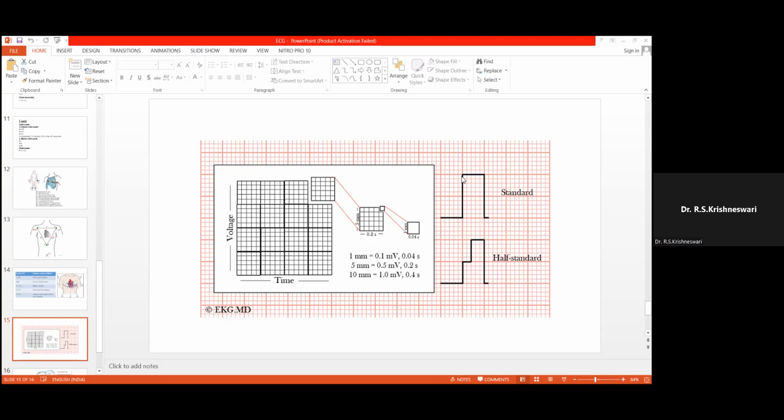Because if it is half standardized, the height of the QRS changes, the height of the P changes, the height of T changes. So what happens? We'll be saying that the height of the P is less, that the height of the QRS is less. The interpretation will differ. So it is very important to see the standardization of ECG before reading the ECG. What we are reading in our textbook is about a standardized 12-lead ECG. The standardization should be 1 millivolt. I hope you understand about this.